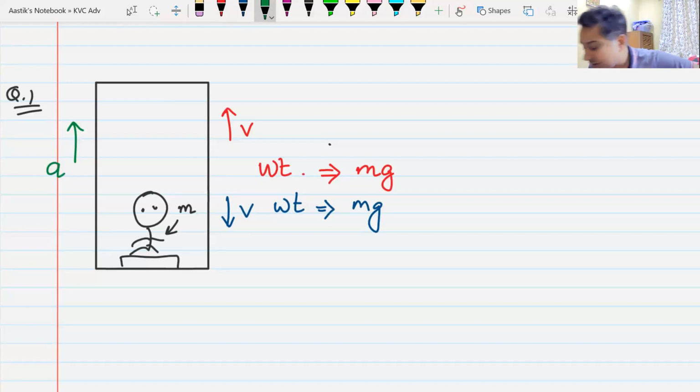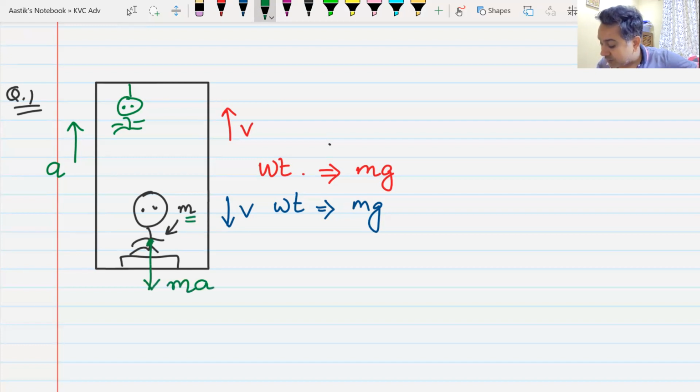But if it is now moving up with an acceleration a, to understand this, let me become a Hulk and hang on this lift and see what is happening here. As soon as I understand that this is a non-inertial reference frame, I will have to apply a pseudo force on this body. Yes or no? Yes, sir. That will be equal to mass m into a, and it will be acceleration downwards.